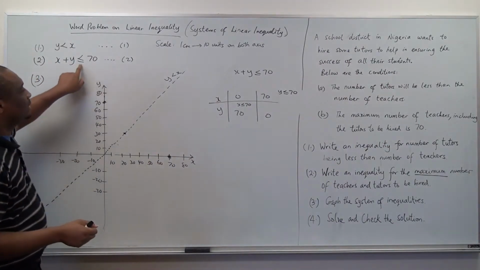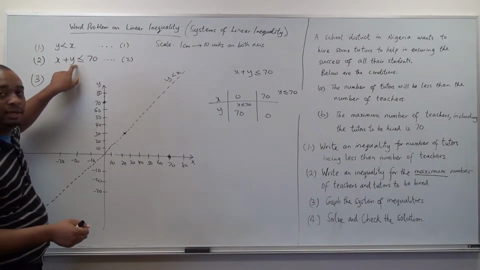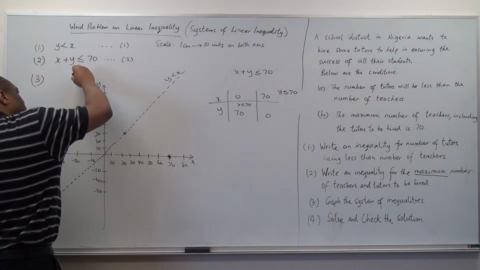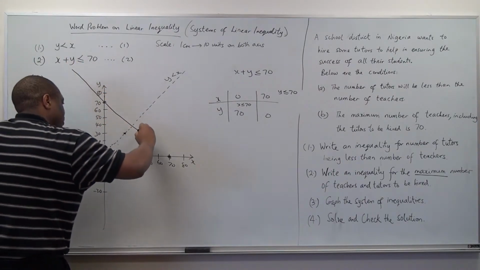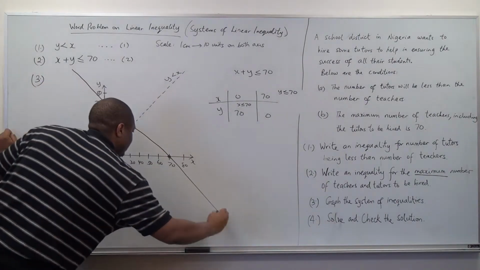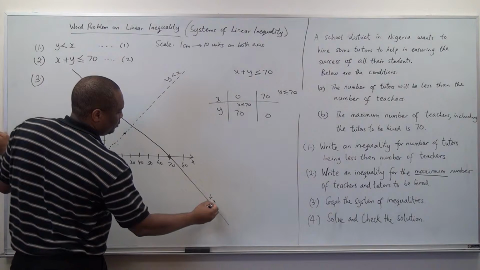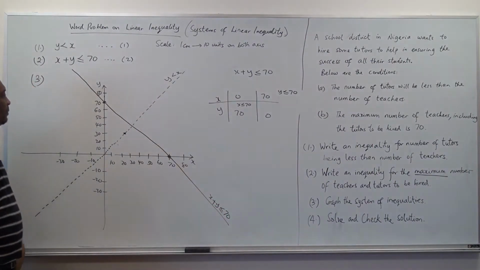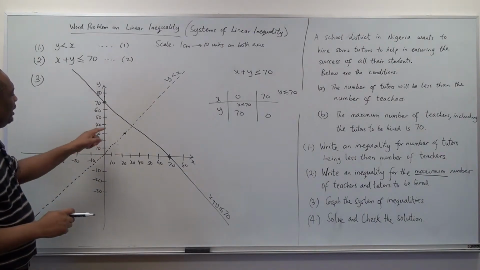Right? And this is a solid line because there is an equal sign here. So use a solid line. So you draw this. You make sure you use your ruler to draw it. Don't use freehand like I'm doing. And on top of it, you can write x plus y less than or equal to 70 to show that inequality.